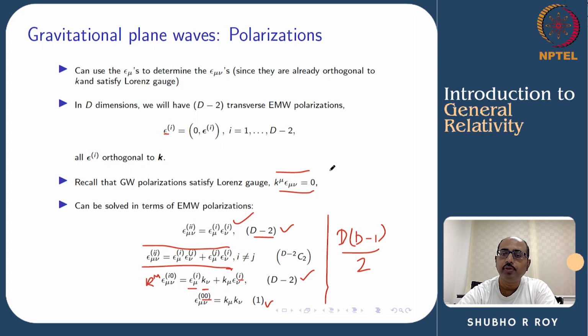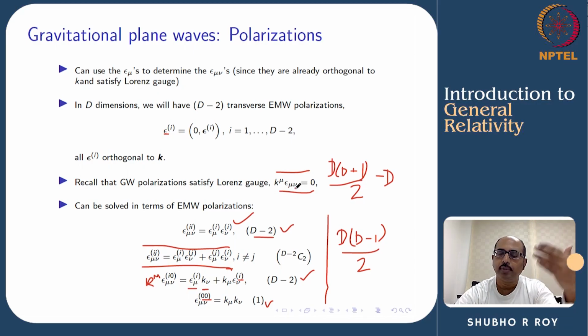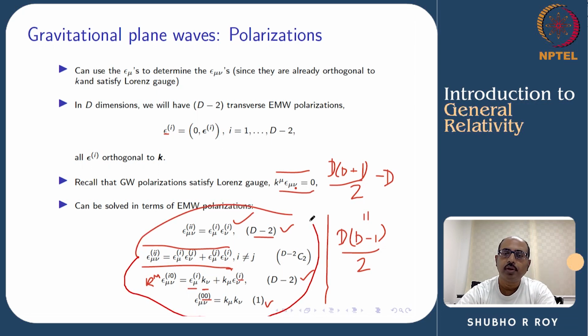Remember, epsilon mu nu is a symmetric tensor, so it can take d times (d plus 1) over 2 different values. Then the number of constraints from the Lorentz gauge is d, because in the Lorentz gauge there is a free index nu which can take different values, so you have d different constraints. You have to subtract, and you'll get the same number. Okay, so these are the full set of solutions of gravitational wave polarization satisfying the Lorentz gauge condition.